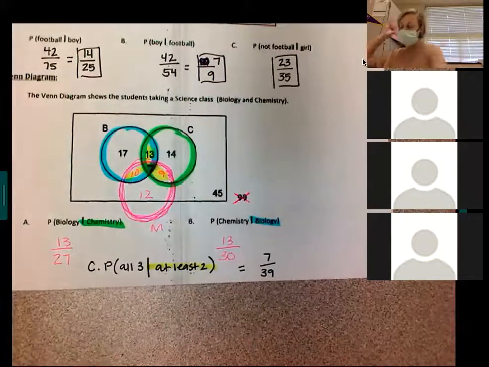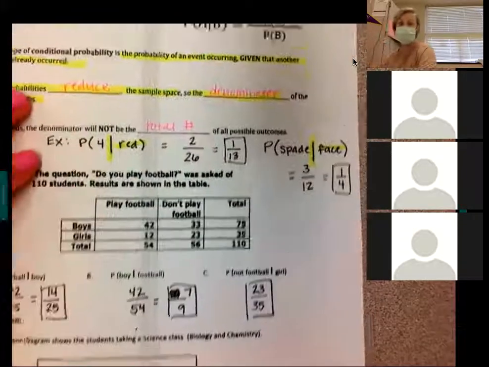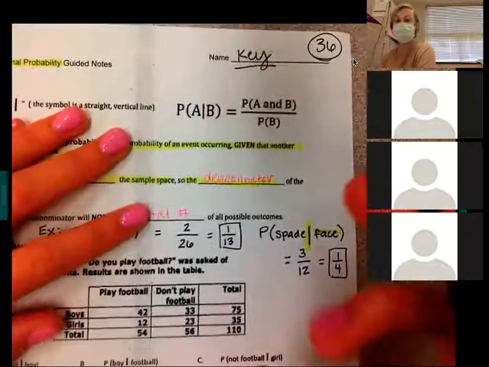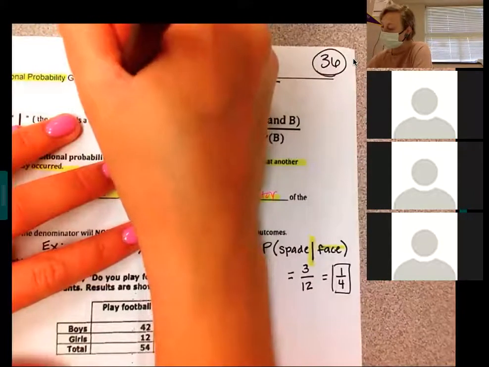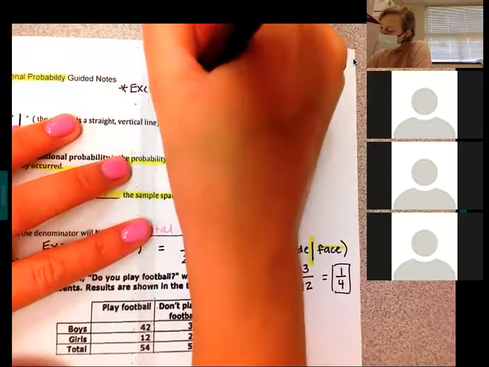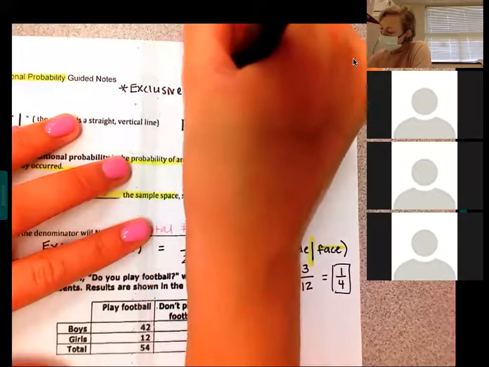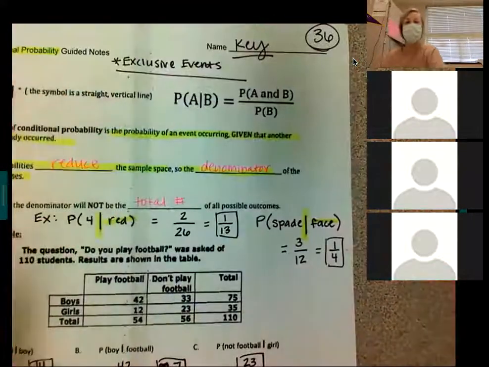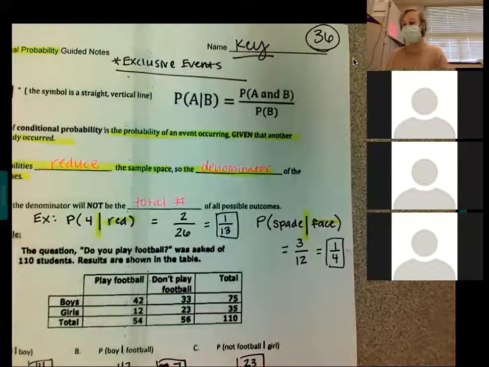So before we flip to the back, if you are somebody that is at home writing, I need you to write this. And people in class, you should put this on yours too. When you have exclusive events, that is when you can use this formula.